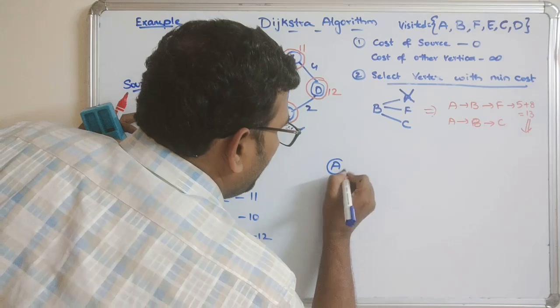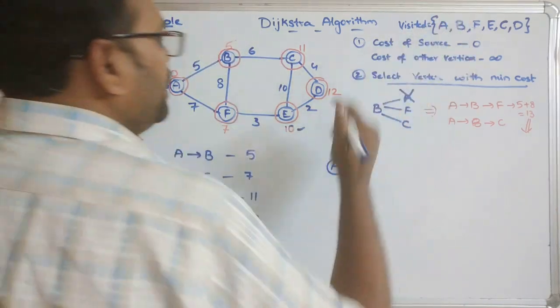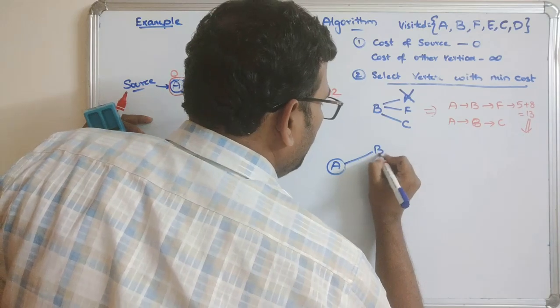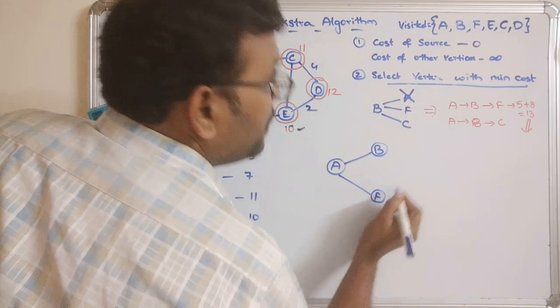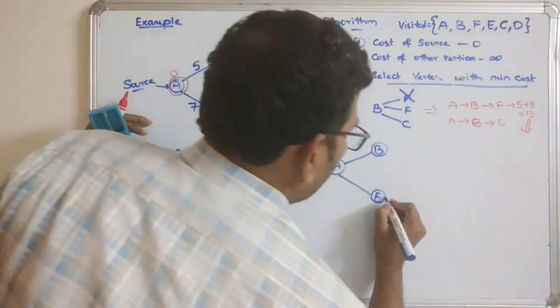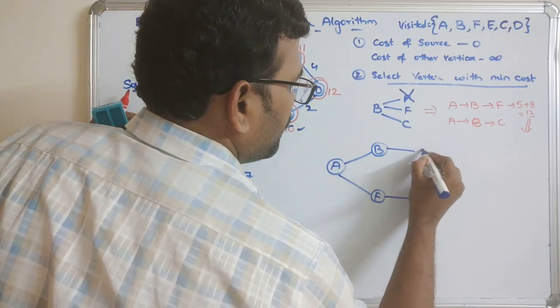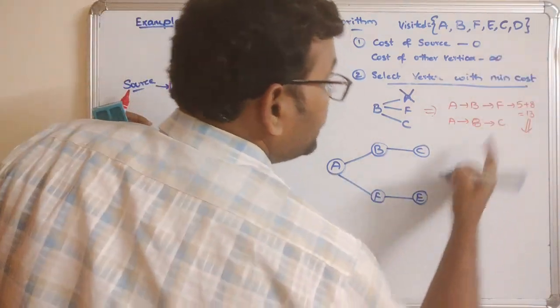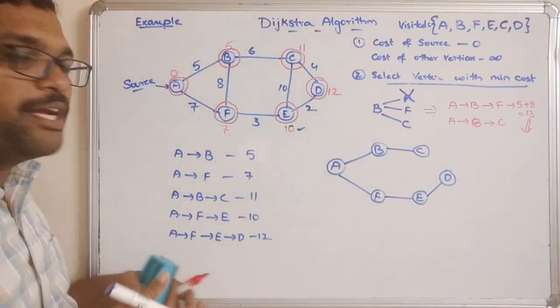First step, A, so it is visited, and after that B. Next it becomes B. Next it is F. Next visited is E. Next visited is C. Next visited is D through E. So this becomes a tree.